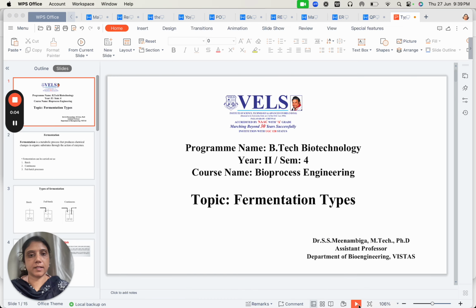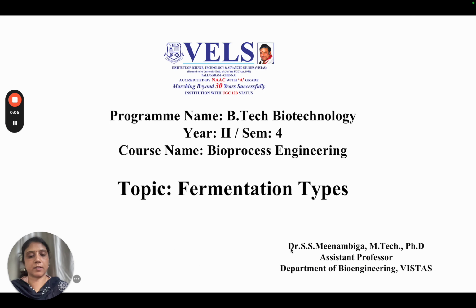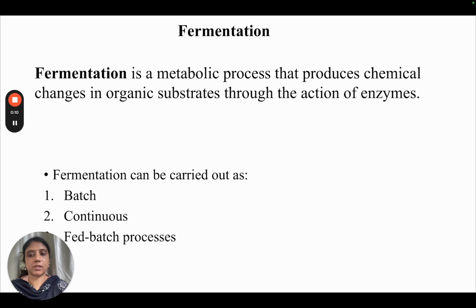Today, I'll be explaining in detail the different types of solid state fermentation and fermentation types. And what is fermentation? Fermentation is a metabolic process that produces chemical changes in organic substrates through the action of enzymes. There are three types of fermentation: batch, continuous, and fed batch process, which come under submerged fermentation.